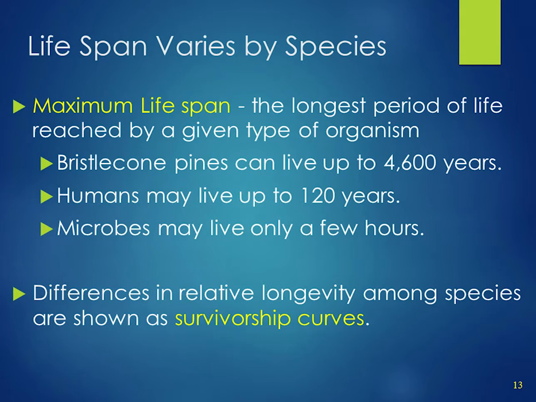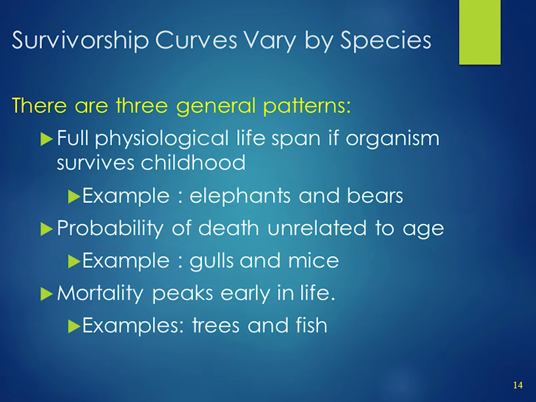Different species have different maximum lifespans. If we consider these lifespans as well as reproductive strategies, we can generate graphs which represent survivorship over time. These survivorship curves are useful in comparing life strategies among species. Survivorship curves vary by species. There are three general patterns: full physiological lifespan if organism survives childhood, such as elephants and bears; probability of death unrelated to age, like gulls and mice; or mortality peaks early in life, for example, trees and fish.